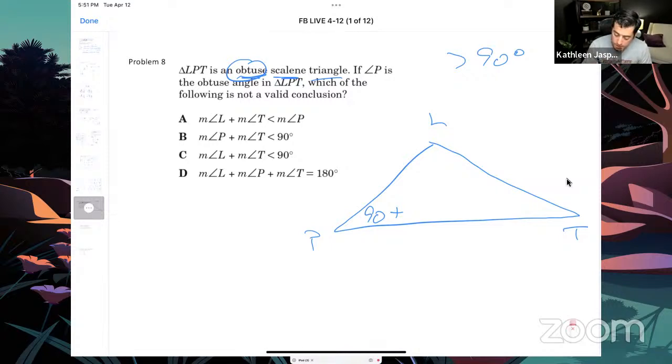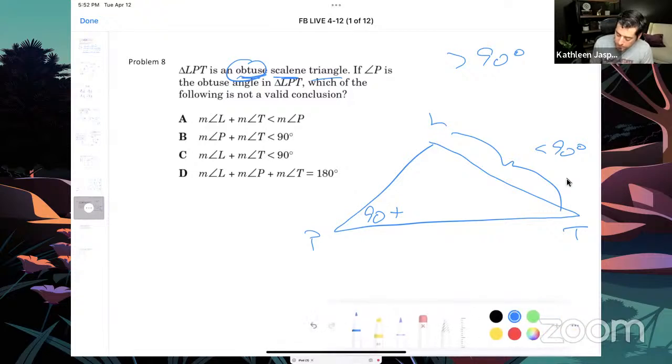So how does this work out? Let's take the triangle as 180 degrees. If the entire triangle is 180 degrees and I have one angle that is more than 90, that means the other two angles together must be less than 90, because they cannot equal 90. So that's what I'm trying to get at here.